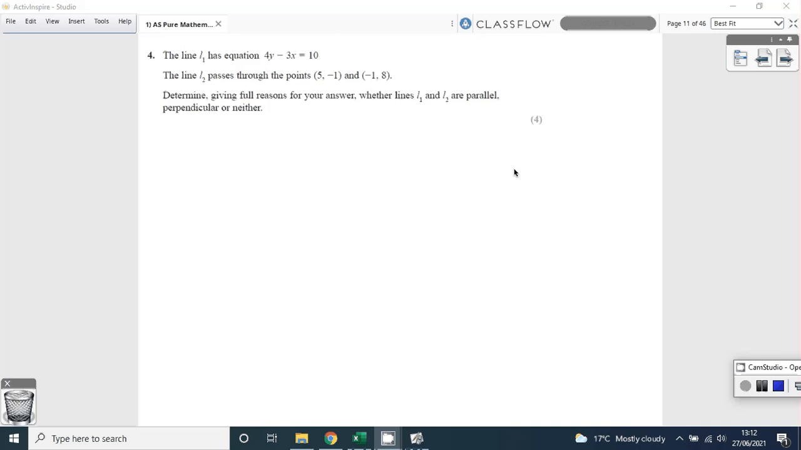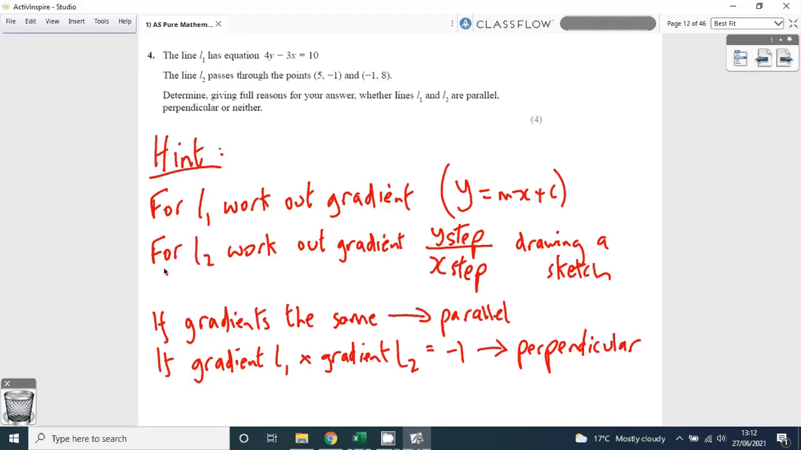Question 4. So here's the question. So pause now for the question alone before I move on to the hint. So here's the hint. Now we're being asked to work out whether these two lines are parallel, perpendicular, or neither. So this is obviously all to do with the gradients. So start off by working out the gradient for L1, rearranging it to get into the y equals mx plus c format. Then work out the gradient for L2. I suggest you do a quick sketch to help you do this. Bear in mind whether it's going uphill left to right or downhill left to right. Uphill will be positive gradient, downhill negative, and the gradient will be the y step over the x step.